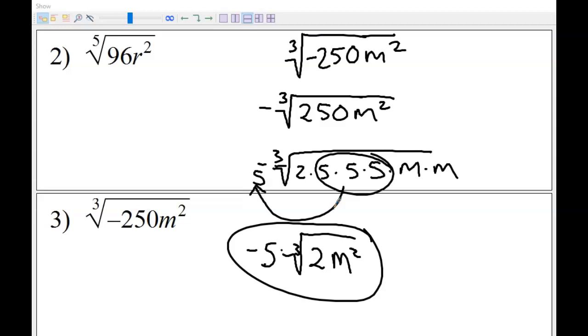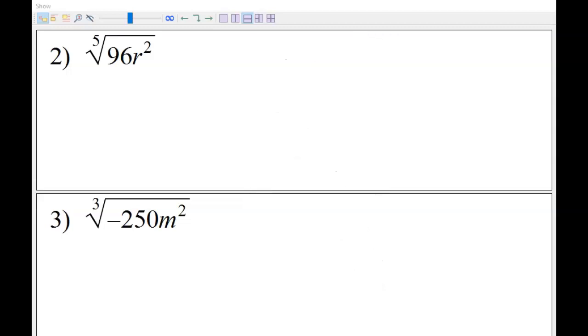You got it? All right. Let me throw one more at you guys. This one's going to have a negative involved as well. I'm going to put a negative here. I want you guys to do number 4. But I added a negative, so go for it.